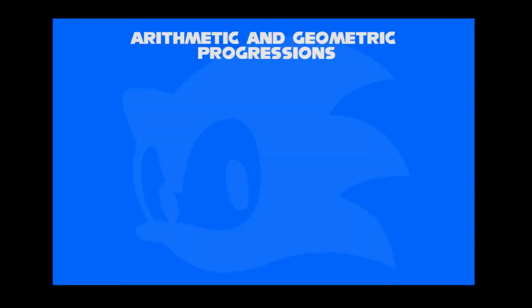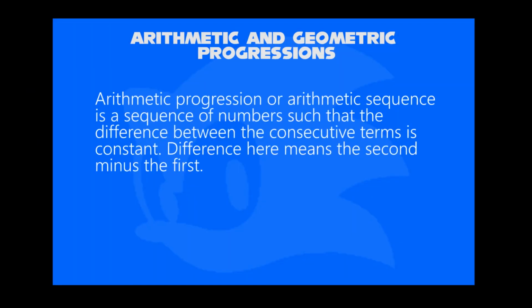Here an arithmetic progression is a sequence of numbers such that the difference between the consecutive terms is constant. The difference here means the second minus the first. For example, in ascending order, here goes the sample, with a difference of 3 and the first term of 1.